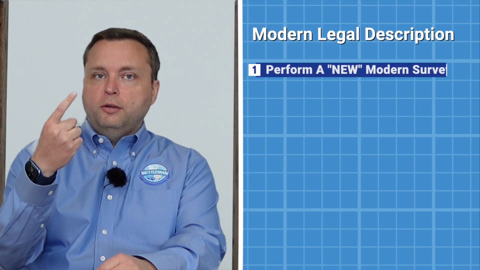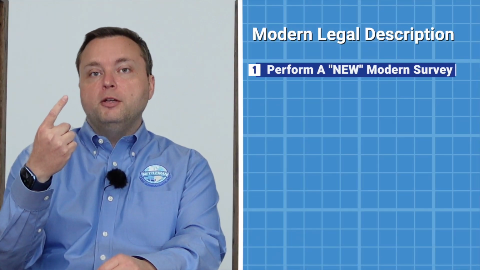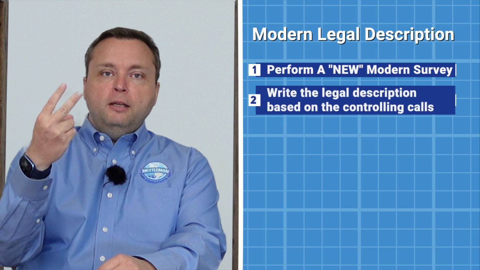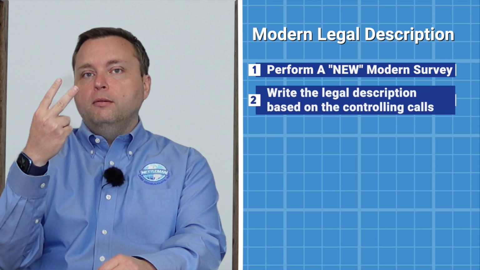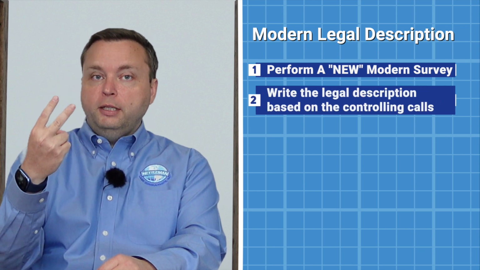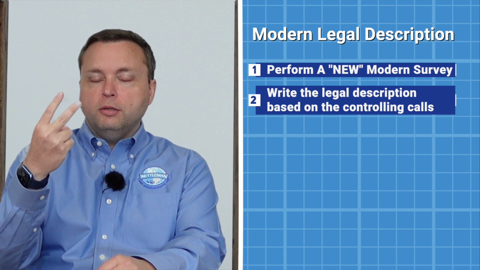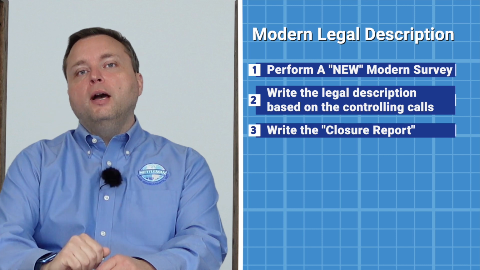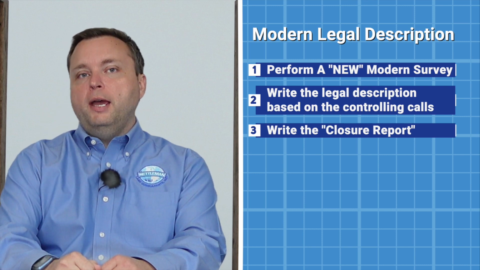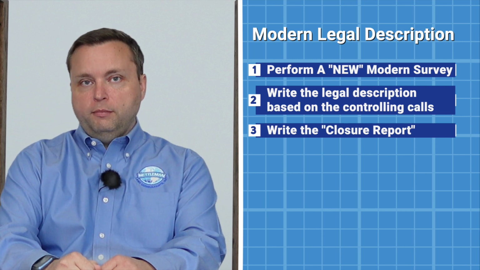So if you're going to write a modern legal description, it needs to be based on a new survey by a professional surveyor. It needs to have the legal description text written in terms of controlling calls. And third, you've got a closure report attached to the legal description.